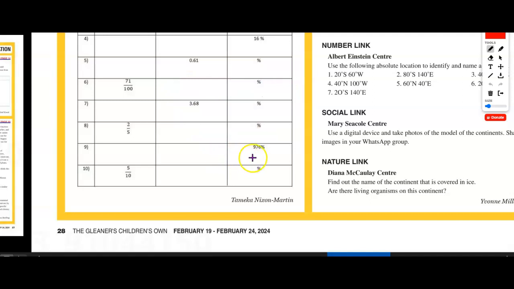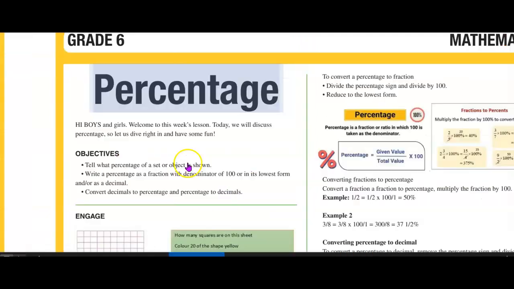So 976%. So this would be the 9 whole and 76 over 100. Okay. So then the decimal would be 9 for the 9 whole, 0.76. The last one here, 5/10. Okay. 5/10 is the same as a half, so this would be 50%. And this would be 0.5.